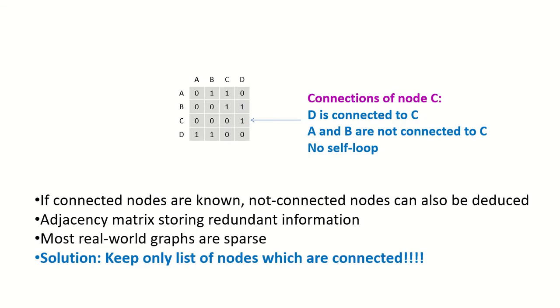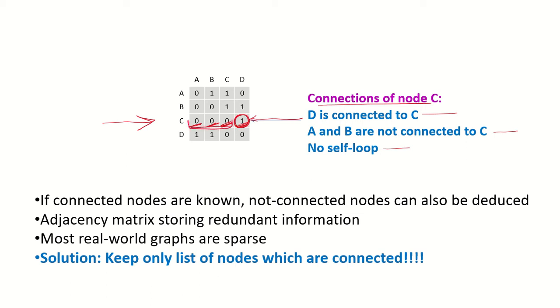If you see over here, this was the adjacency matrix, and if we saw this particular row, this row was just showing us the connections of node C. It showed us that node C is not connected to node A, nor node C. It also showed that node B is also not connected to node C. There is no self loop, and node C is only connected to node D. So this row actually showed us D connected to C, A and B not connected to C, and no self loop. So only this information was providing us the actual information.